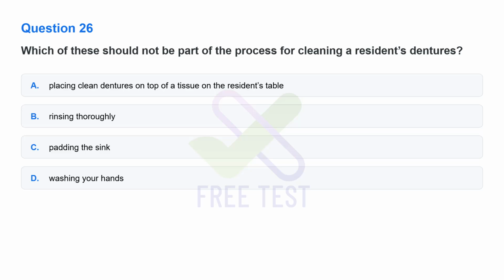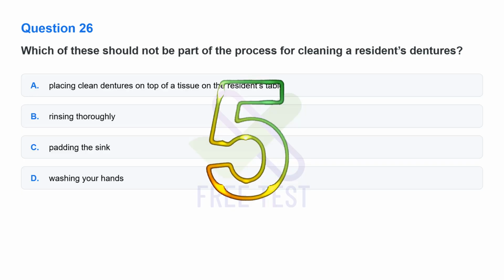Which of these should not be part of the process for cleaning a resident's dentures? A. Placing clean dentures on top of a tissue on the resident's table. B. Rinsing thoroughly. C. Padding the sink. D. Washing your hands.